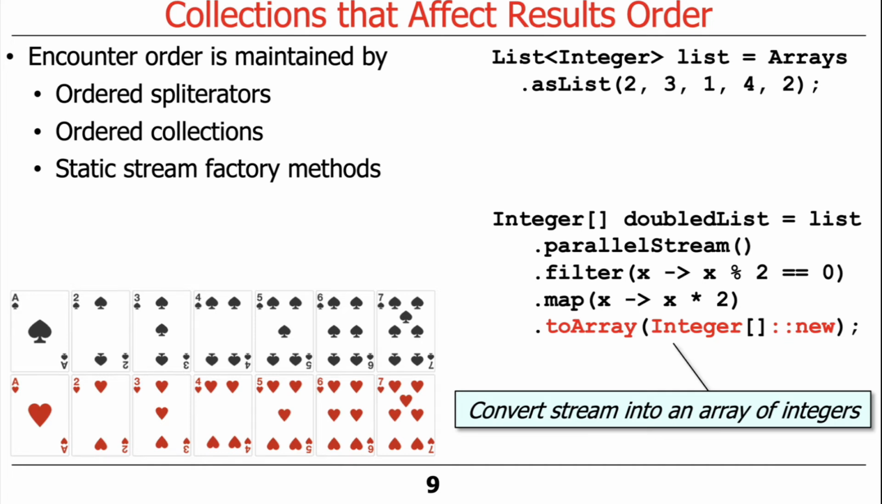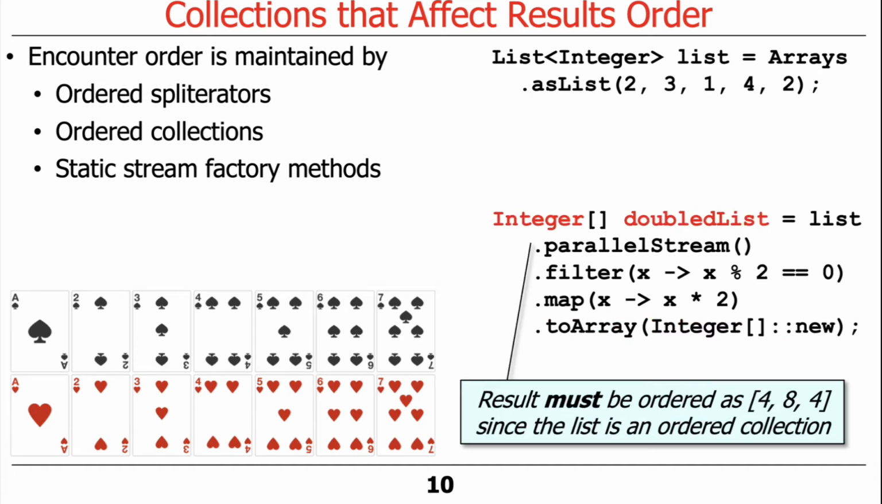So some things will run in parallel, namely the filter and map steps. Those can all run in parallel, but the results have to show up in the same order that they were encountered, because list maintains the ordering, and as do filter and map. So the final results here must be 4, 8, 4, because obviously we got rid of the 3 and the 1, and then we doubled the first value 2, we doubled the value 4, and we doubled the value 2, so we end up with 4, 8, 4. And that's because a list is an ordered collection, and filter and map don't change anything with respect to ordering. They preserve the ordering property in the stream.